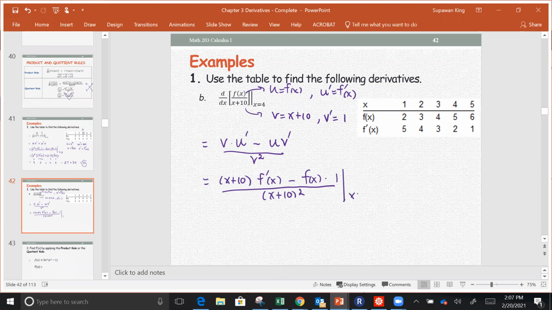Evaluate where x equals 4. Replace x with a 4. 4 plus 10 multiplied by the f prime at 4 minus f at 4 multiplied by 1 is the same as f at 4. Divided by the quantity x plus 10, which now becomes 4 plus 10 squared. And then we replace the value of f at 4 and f prime at 4 using the values from the table.